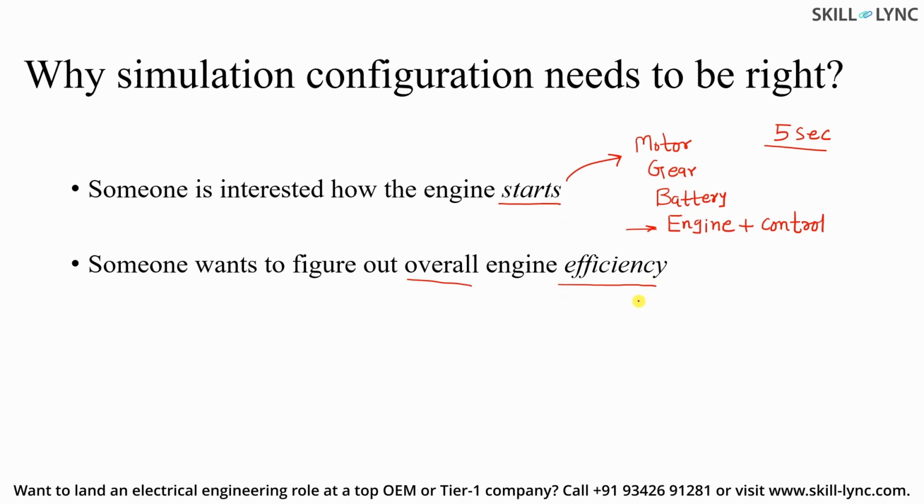Overall efficiency is going to involve the fuel type, the fuel energy content, and again the engine along with its control. So the engine along with its control: how you are going to run the vehicle, or how the engine is run according to its speed and torque demand. This is going to be the case in overall efficiency.